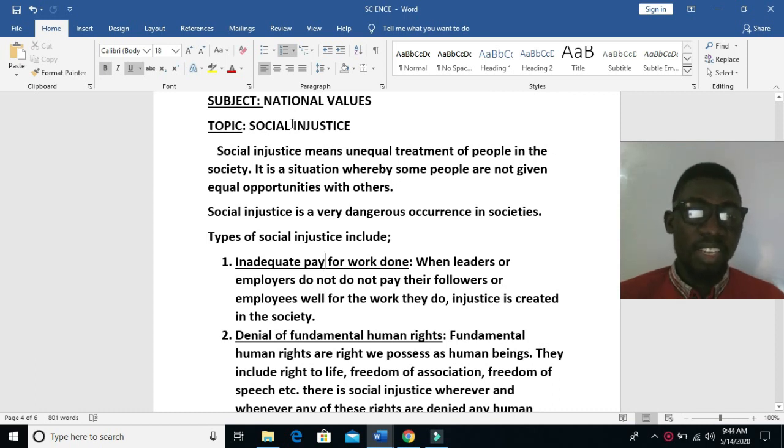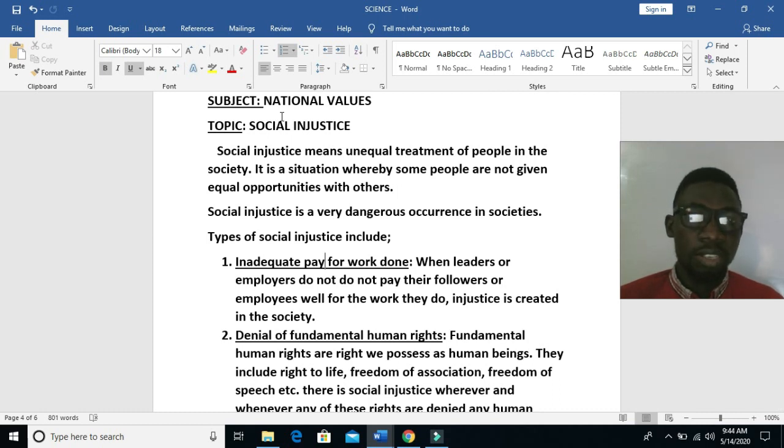Okay, without wasting our time, we'll quickly go through the subject for today. It's national values. And the topic we are considering is social injustice. I will quickly go through the definition and explain it. Then we'll look at the types of social injustice we can find around us today.